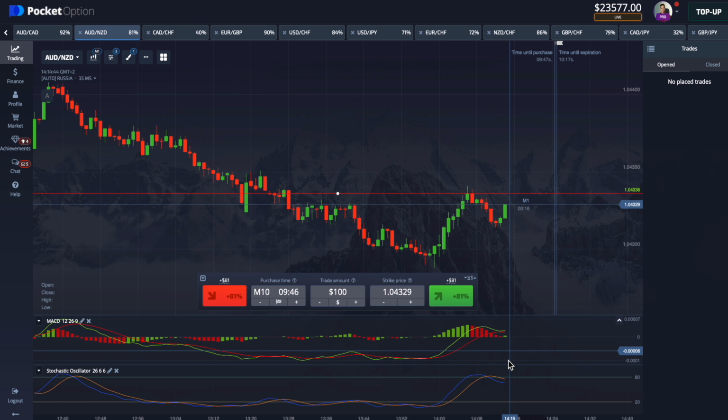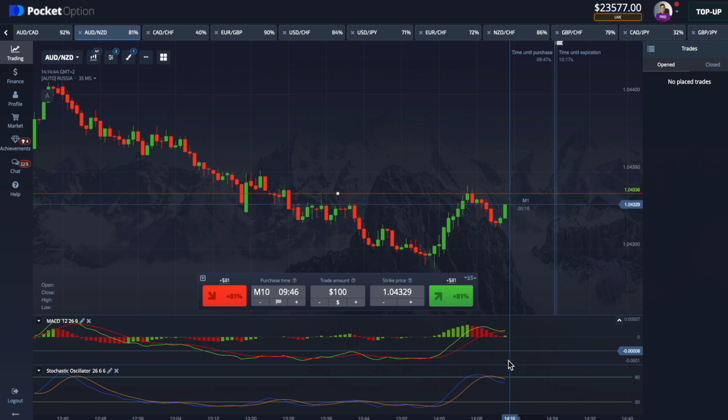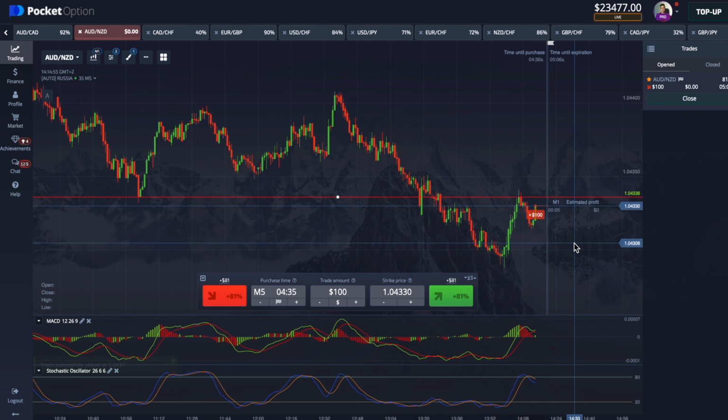But first, let's analyze the chart. It has reached the lowest point and is going up towards this level of resistance. What we see here is the market testing this level, so we can be sure to get a put option expiring in 5 minutes.